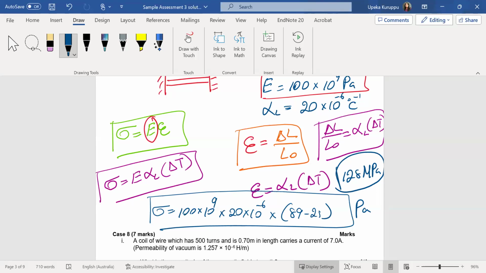On this, 21 or 25? 25. That is the zero, like no stress. When there is no stress, the temperature is 25.